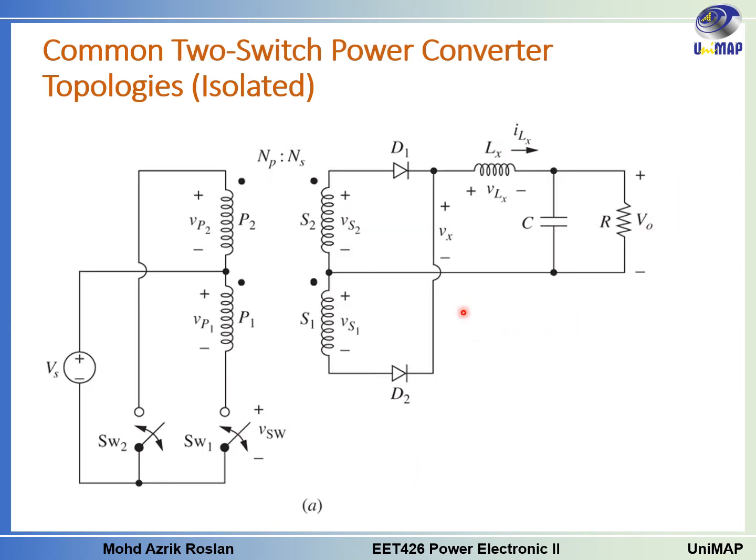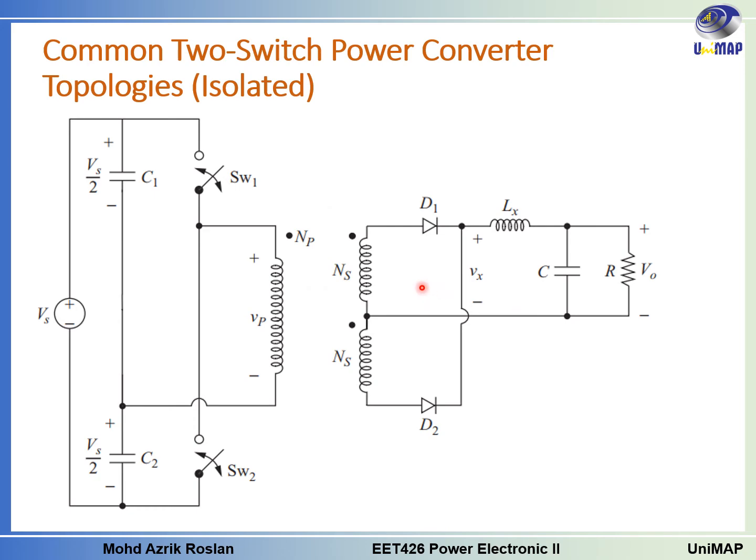The next one that we will learn is the push-pull converter. It is the same, but this time it has two switches. Remember the previous ones, the forward and the flyback converter, only have one switch, but this converter has two switches at the input side.